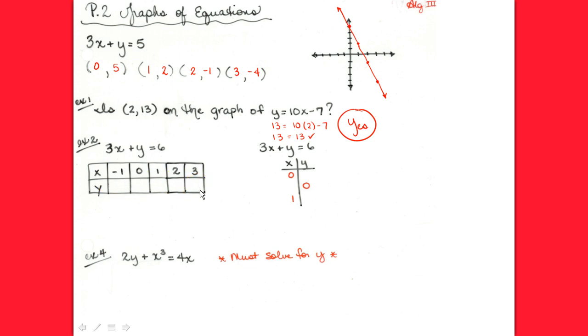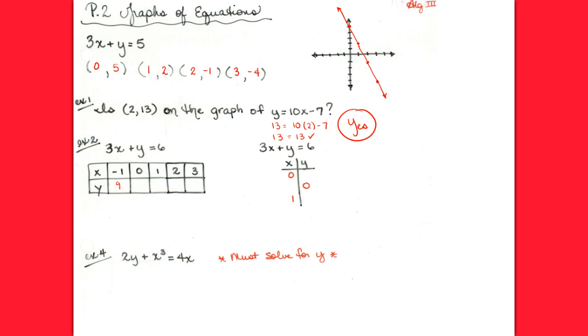So for the first one, if I take -1 and I put it in place of x, that would be 3 times -1, or -3. So I've got -3 plus y equals 6. Add that 3 to both sides, and I'll get y equals 9. And so that would be my ordered pair, (-1, 9). So go ahead and finish that table on your own and see what you get.